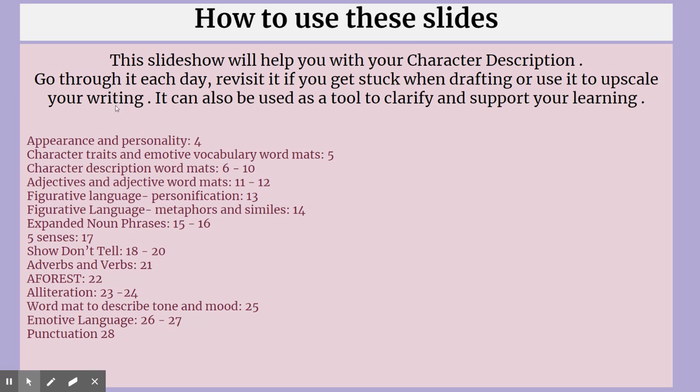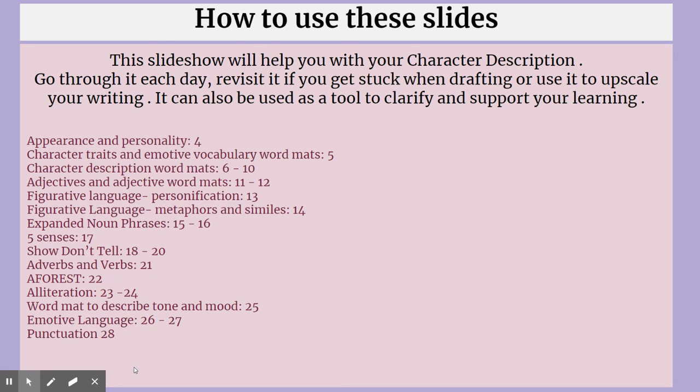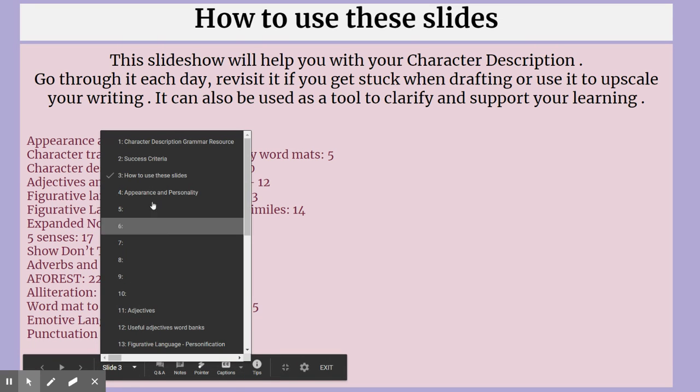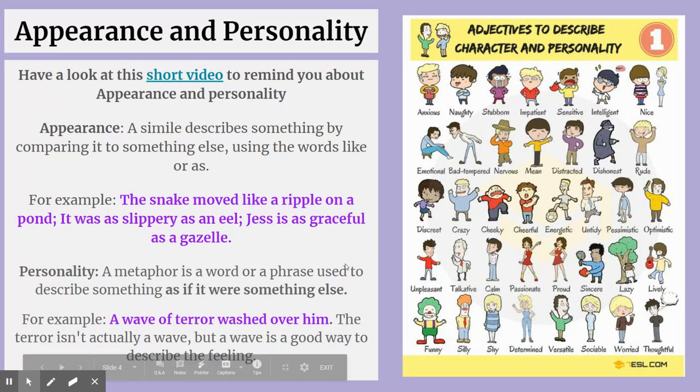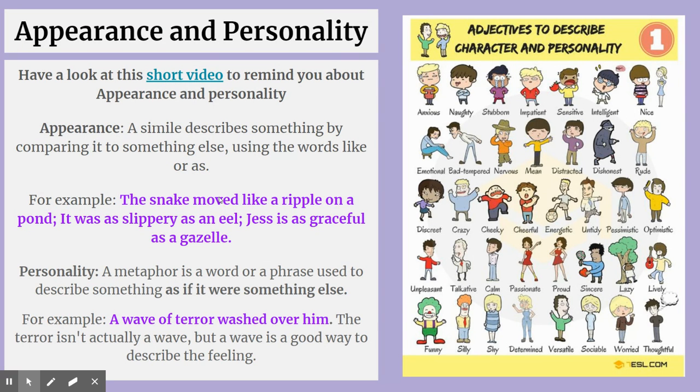So you know that you have the topic title along the top, and then each of these numbers here, as you can see, are the slide pages. So, for example, if you needed to go to just one slide, you could just go here, and it will take you directly to one of these slides where you can just click automatically to the lesson. So the first one you can see is appearance and personality. As it says here, click here for this short video to remind you about appearance and personality.